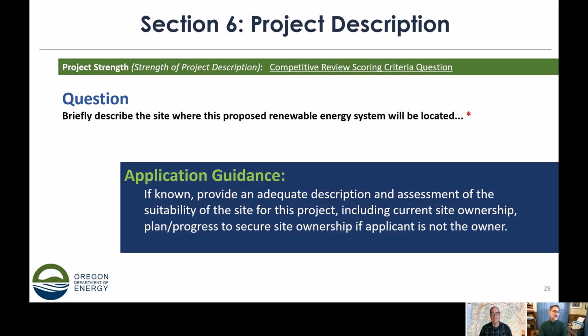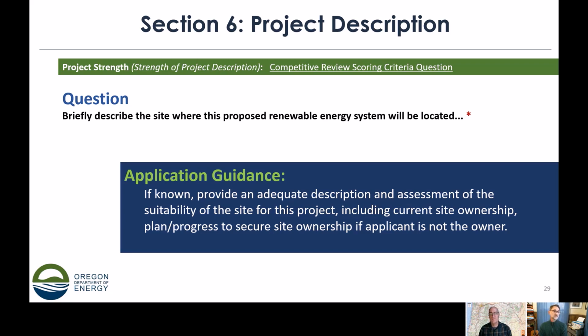And with that, we'll jump in to one of the very first questions in section 6. Briefly describe the site where this proposed renewable energy system will be located. What we're looking for here is really an adequate description and assessment of the suitability of the site for this particular renewable energy system, this project. And if known, or if already determined, please include the current site ownership, or the plan and the progress that is taking place at this planning stage or pre-planning stage to secure site ownership if the applicant is not the site owner. Clay, do you have anything you'd like to add on this one?